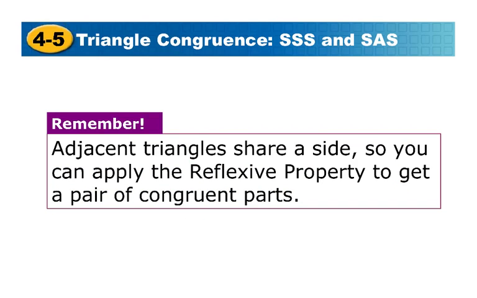So, our next piece here is just to remember that adjacent triangles share a side. So you can apply the reflexive property to get a pair of congruent parts. So for instance, if you happen to have a triangle or set of triangles like the ones here, if you're trying to say, well, this one was given and this one and this one and this one, well, how do I know that one's the same? Well, of course it's the same because they share it. And so then you can use the reflexive property and just say AB, for instance, is congruent to AB by the reflexive property.